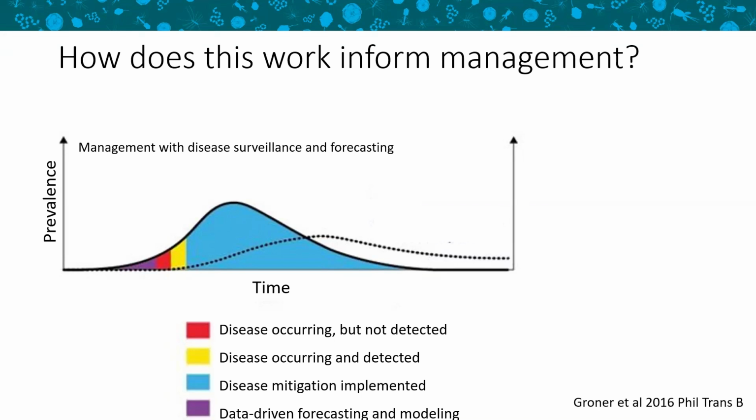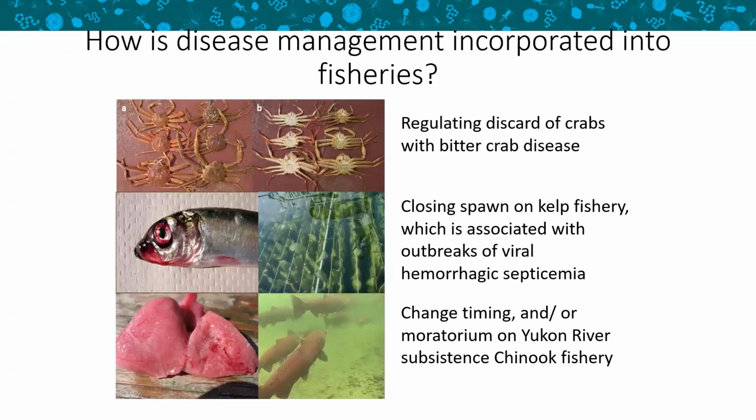Practically, there aren't very many examples where fisheries have been managed for diseases. A few examples are here. The first is with snow crab that have Hematodinium, or bitter crab disease. Again, these are the ones that look cooked, on the left side of both of these figures. In this case, in Newfoundland, the regulation was that you can't throw these crab overboard. They need to be discarded on shore so that they don't spread Hematodinium.